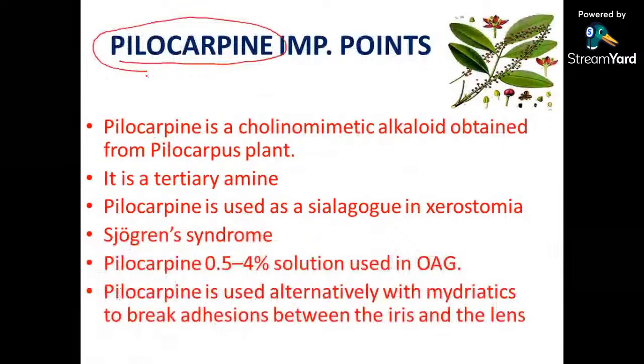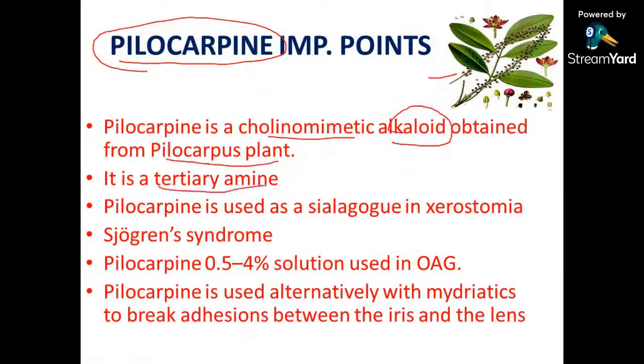One thing is pilocarpine is a cholinomimetic drug, and it is an alkaloid which is obtained from the Pilocarpus plant. So this is a Pilocarpus plant. It is a tertiary amine. Pilocarpine is used as sialogogue in xerostomia. Sialogogue means the drug which will increase the salivation in the patient, and xerostomia means dry mouth.